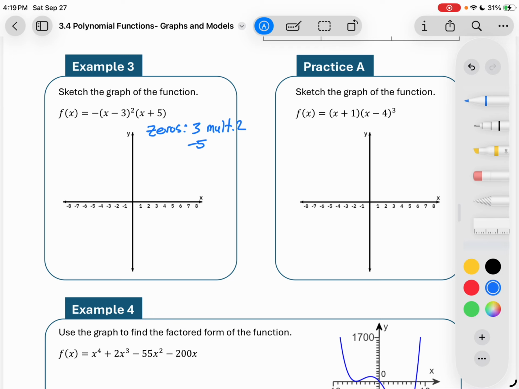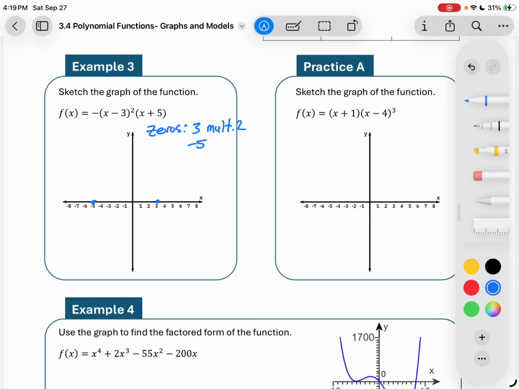So if we think about this, at positive 3, we've got a tangent point, so it's just going to bounce off the x-axis. At negative 5, it doesn't do anything weird, it's just going to go straight through it.